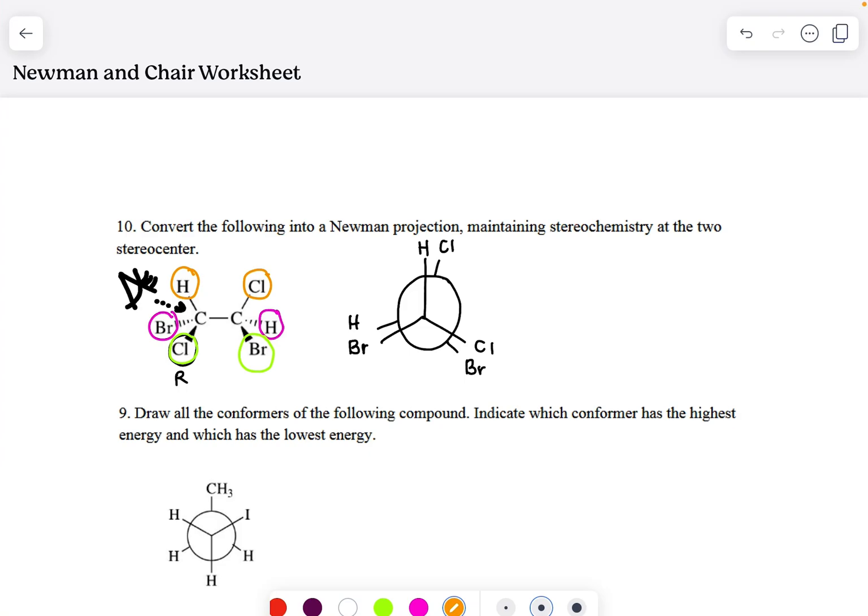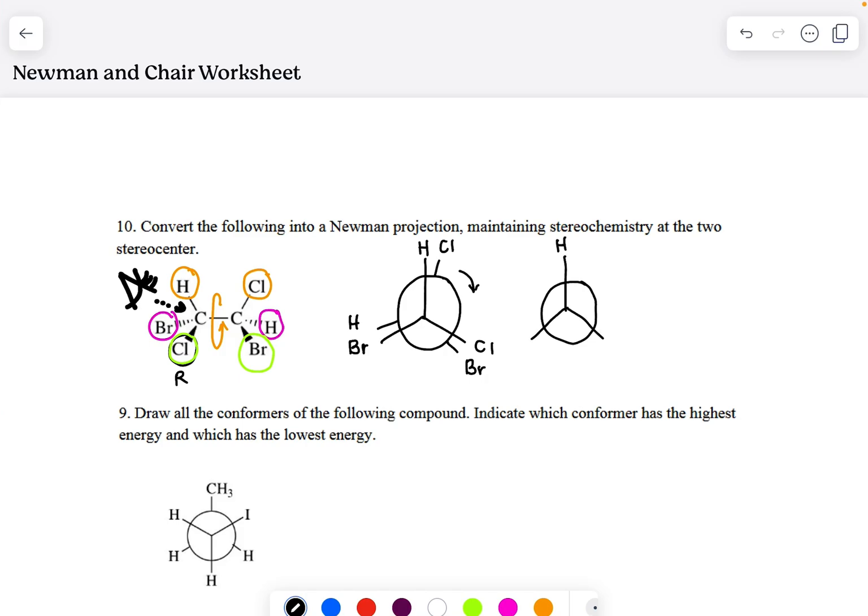But remember, you have free rotation around this bond right here. So I can draw this molecule. I can move around my bonds, and then I can redraw my molecule. So let me go ahead and do that. Let me just move everything. I'll keep everything in the front the same, and let me move everything in the back a little bit. Let me draw another Newman projection for that. Kept everything in the front the same.